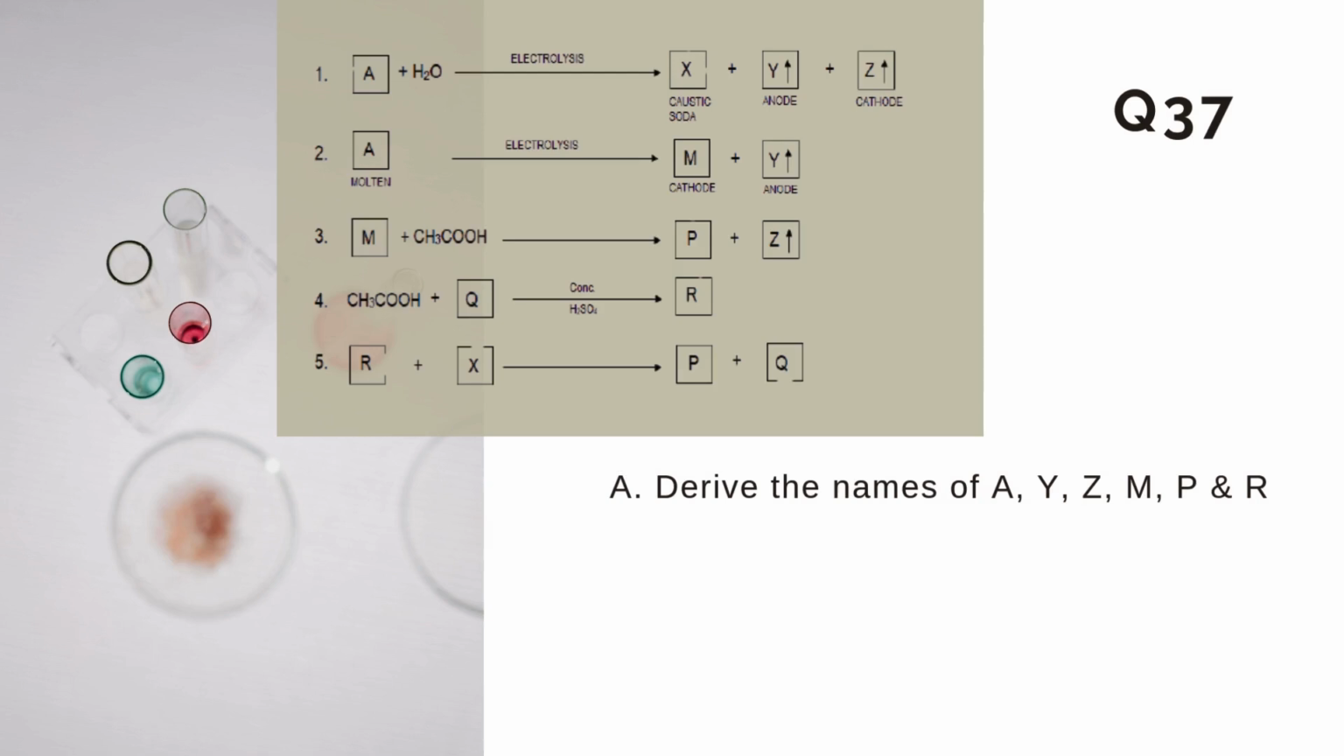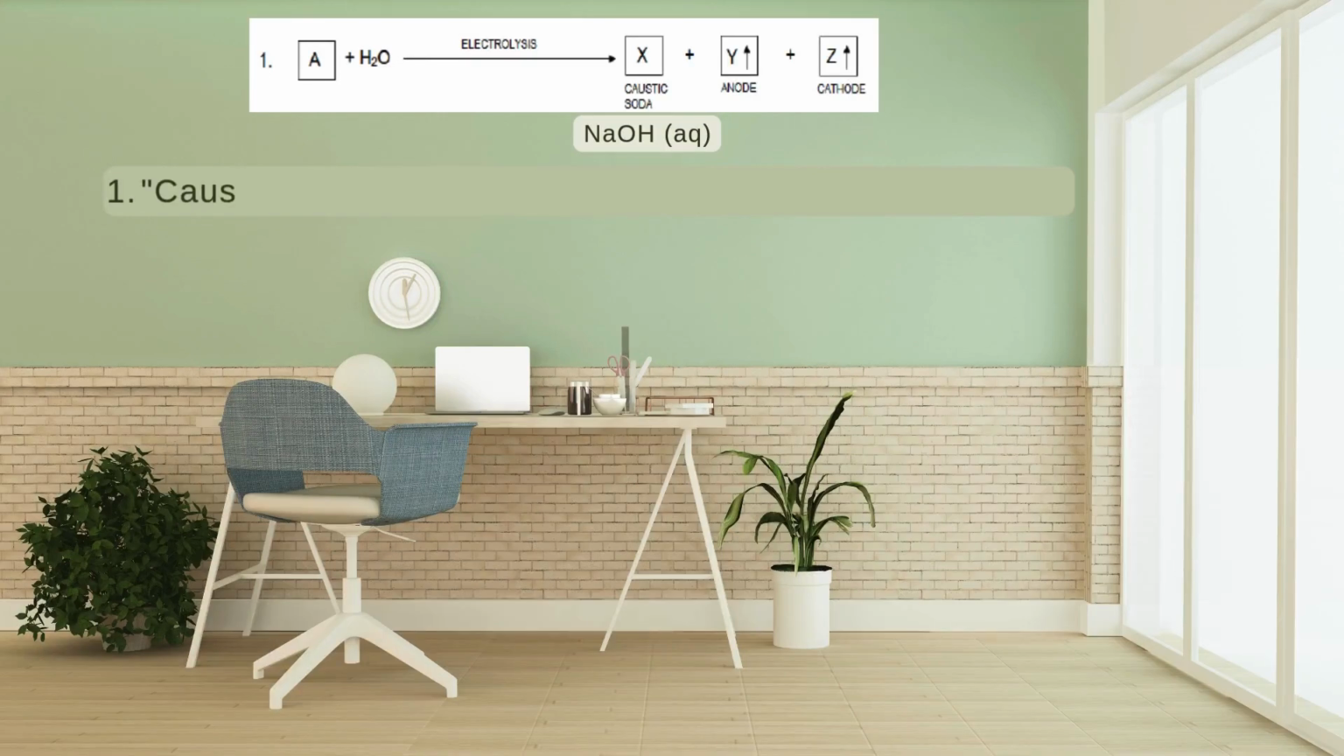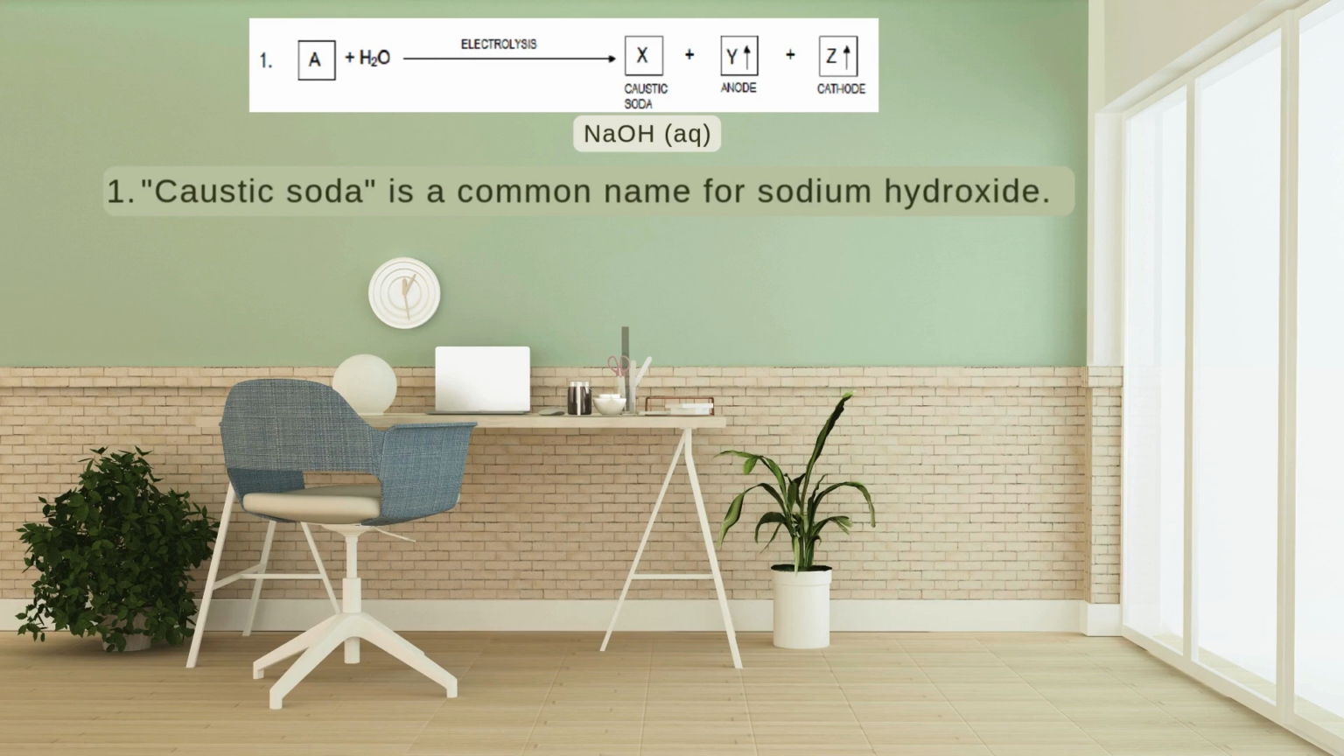These are some of the given reactions, and we need to find the names of A, Y, Z, M, P and R. Now we see that there is electrolysis happening, and we are given that X is caustic soda, which is another name for sodium hydroxide.